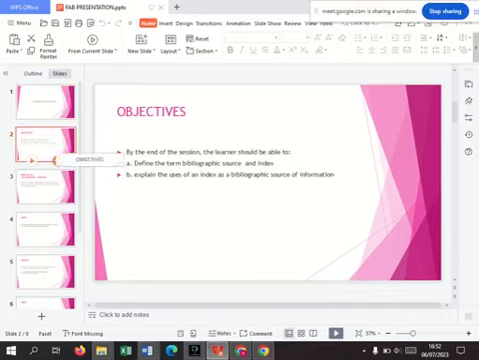Now, these are the expected objectives. By the end of the lesson, we are required to be able to define the term bibliographic source and index as a bibliographic source. The second objective: you'll be required to explain the uses of an index as a bibliographic source of information.